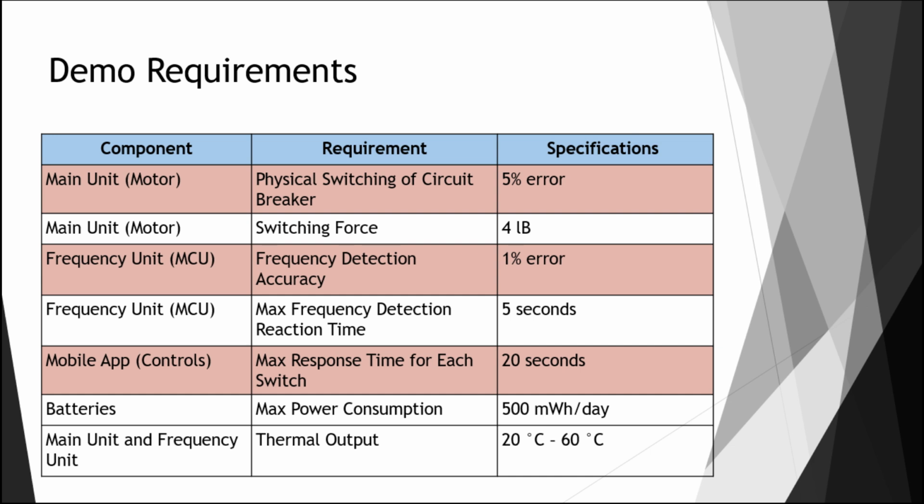Here we have the demo requirements, and we have 3 main ones that we are going to be focusing on for this demo. The first requirement is to have at most a 5% error on the physical switching of the circuit breaker, which is a 95% success rate. The second requirement is to have at most a 1% error in frequency detection accuracy. And the third requirement is a max system response time of 20 seconds for each of the switches.